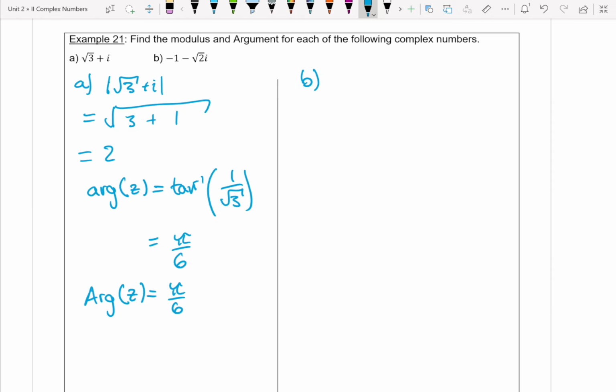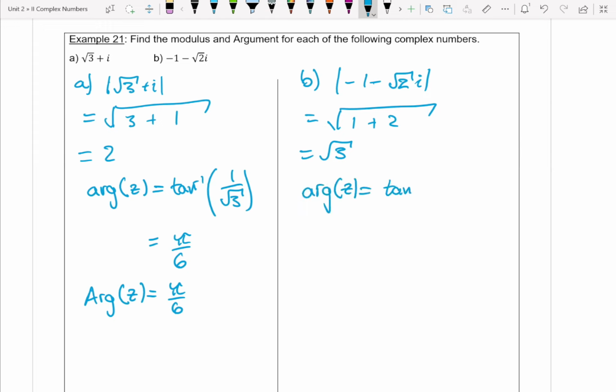For part B, we've got the modulus of 1 minus root 2i is going to be the square root of 1 squared, which is 1, plus root 2 squared, which is 2, so that's going to give us root 3. And our argument of z is going to be tan inverse of negative root 2 on negative 1, which is going to give us 0.955.